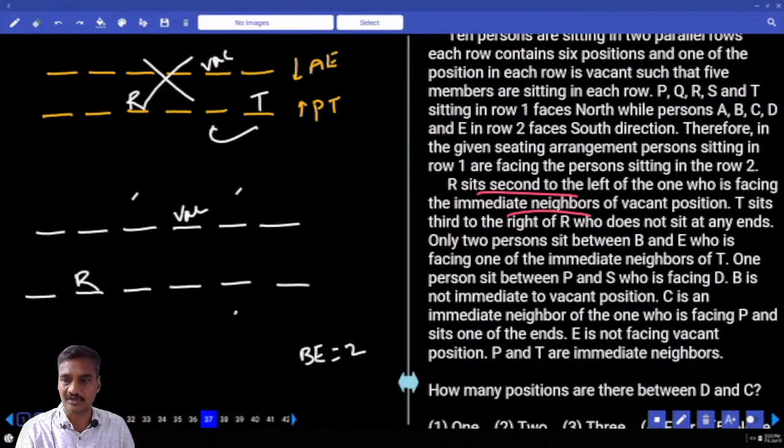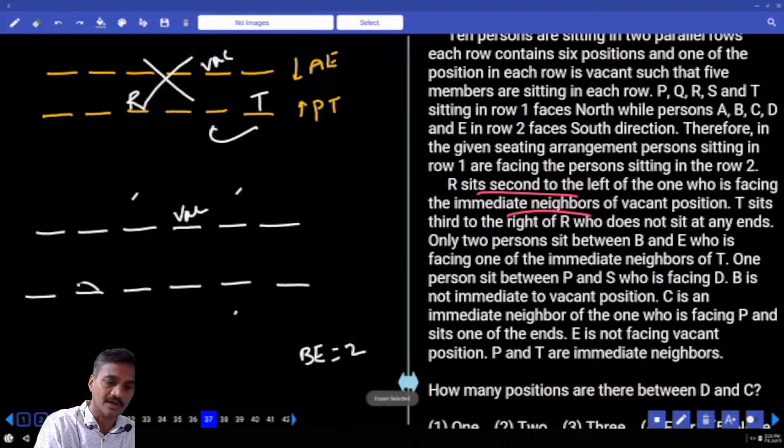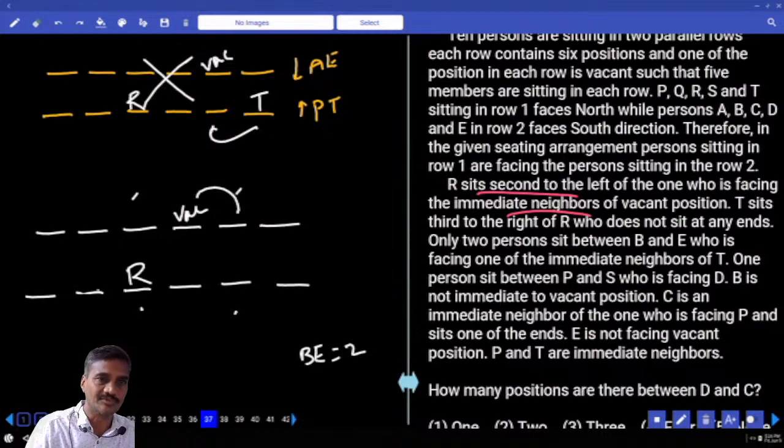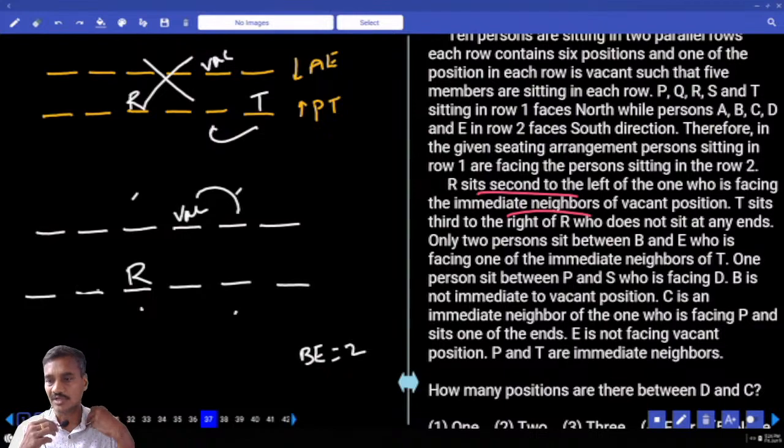R sits second to the left of the one who is facing the immediate neighbor of the vacant seat, and R sits second. Then R, where should this R be? R is at this place, the immediate neighbor of the vacant, then R will be at this. Then R sits second to the left of the one who is facing the immediate neighbors of vacant. T sits out to the right of R. T is here. Then next one: R is not at any end.